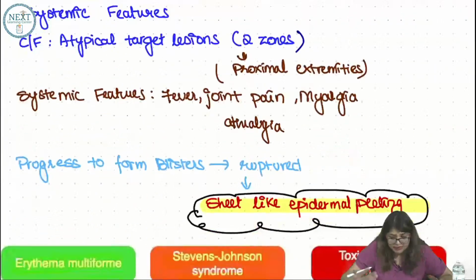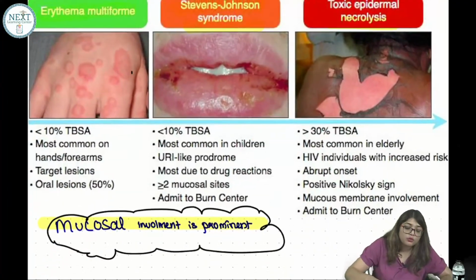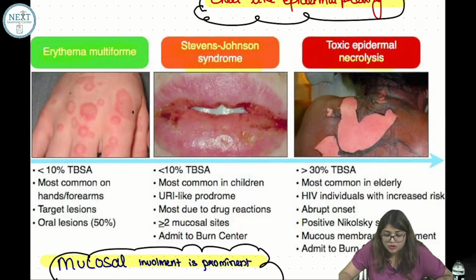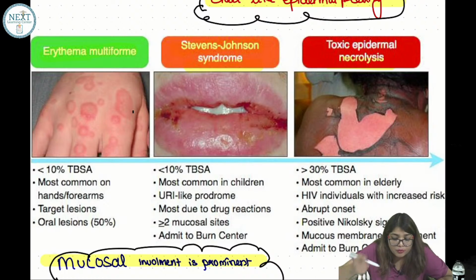Then these are other syndromes, you can go through this. This is your Steven Johnson syndrome, toxic epidermal necrolysis. They are also drug eruptions. These are caused due to drug eruptions.